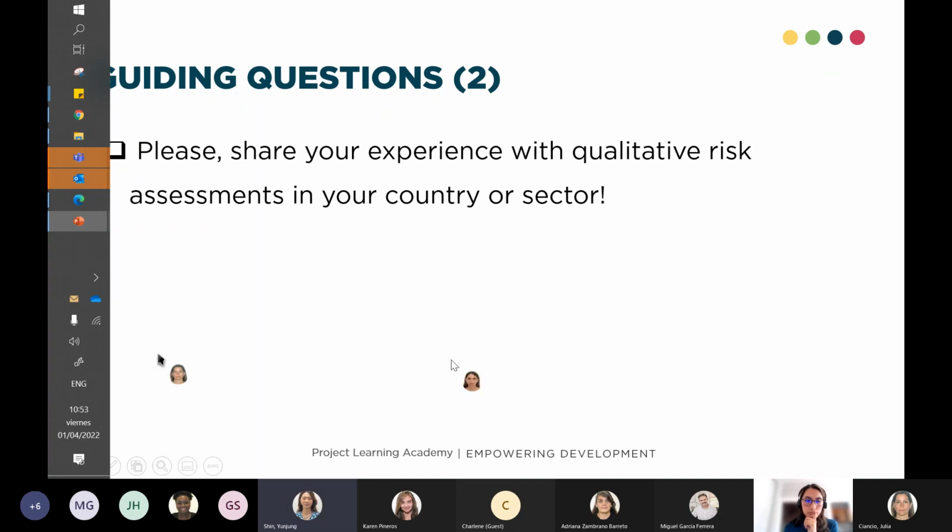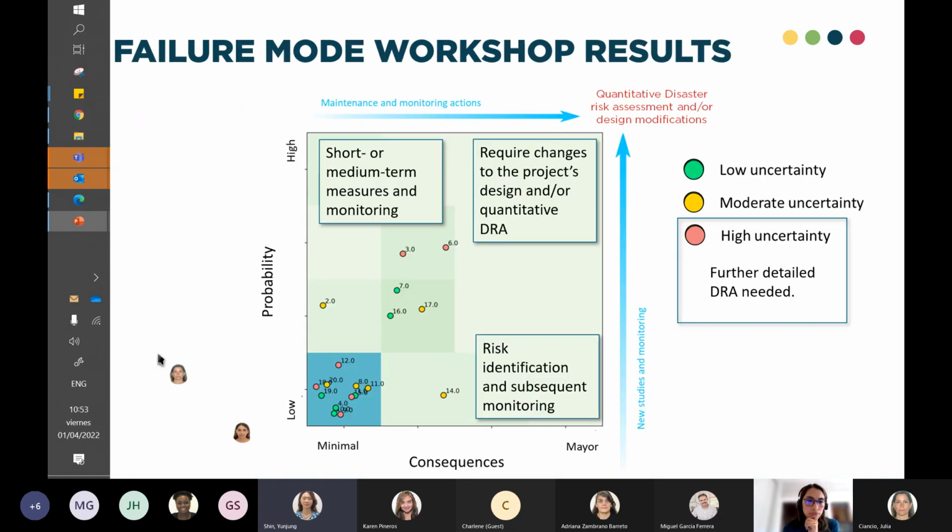I saw in the previous slide, located in the right top of the failure mode workshop, it says quantitative disaster risk assessment and design modifications. So what happens after the quantitative analysis? Do you also implement the risk reduction measures or any kind of operation, maintenance or design recommendation? So is the solution the same or different for qualitative and quantitative analysis?